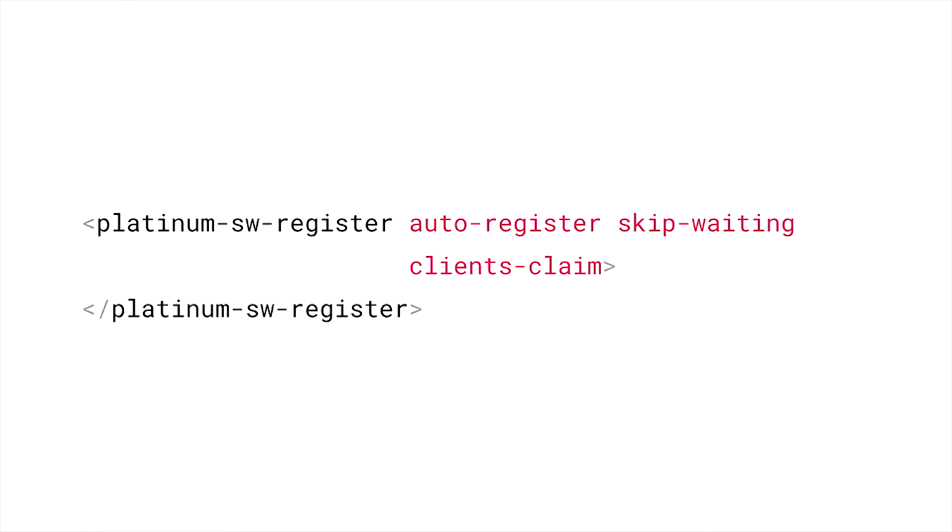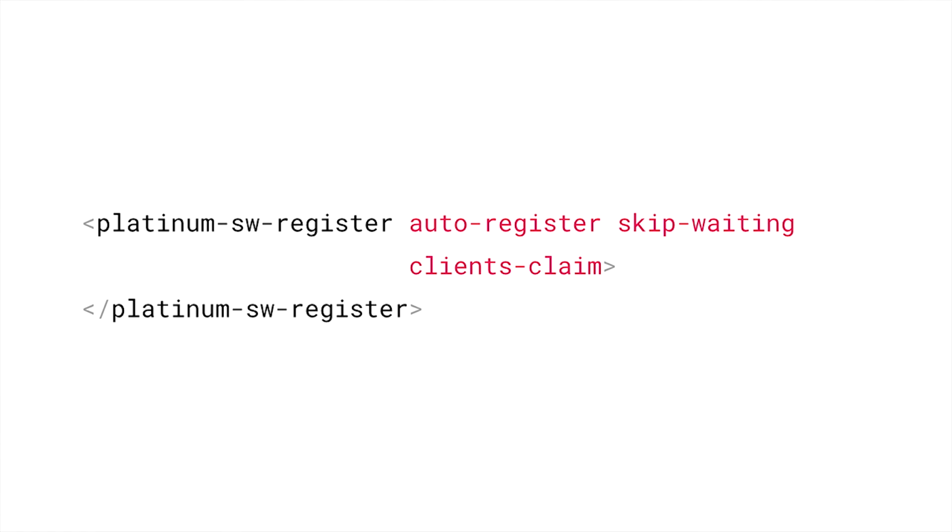So these attributes here, what they do is auto register tells it to go ahead and immediately register my service worker versus waiting on me to call a method and kick it off. Skip waiting tells the service worker to skip its waiting phase and immediately go active. And clients claim tells the service worker to start handling all of the requests on the page and take over the page and start serving responses for it.